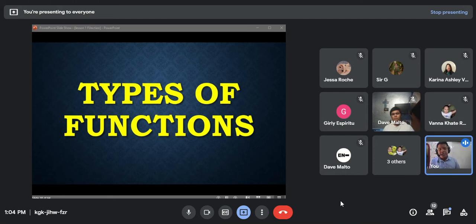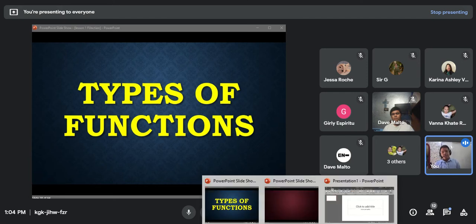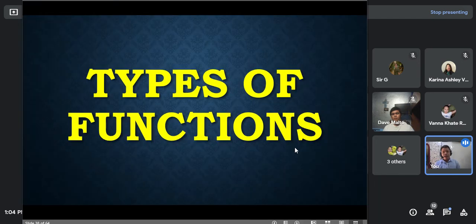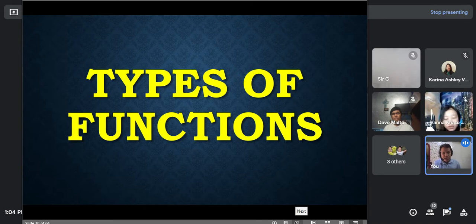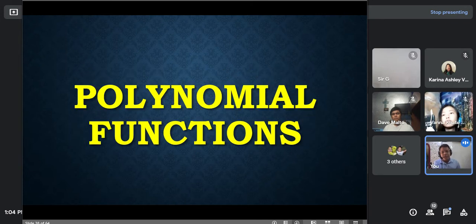Okay, so let us start. Last time we already discussed the types of relation pala. So ngayon we are going to discuss the types of function. Kung merong types of relation, meron rin pong types of function. So dalawa ang gagawin ko ngayong topic. Hapyawan ko yung isang topic. So alam ko mabilis lang naman tayo matapos dito.